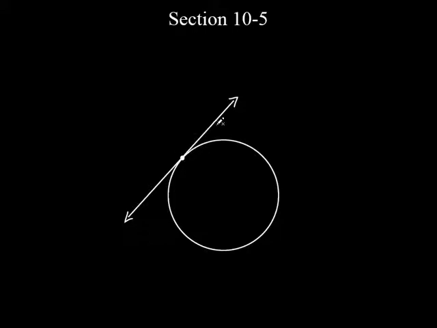It doesn't go through it. If it hit it at more than one point, it would actually go through the circle, wouldn't it? And that's a different word. We're going to talk about that word probably tomorrow. All right, but this word right here is tangent. And so a line that is tangent just hits at one point.